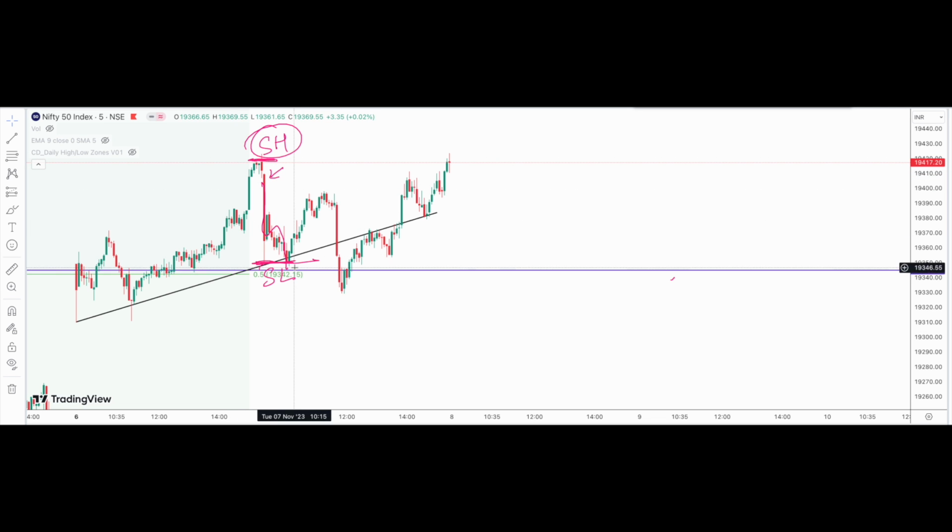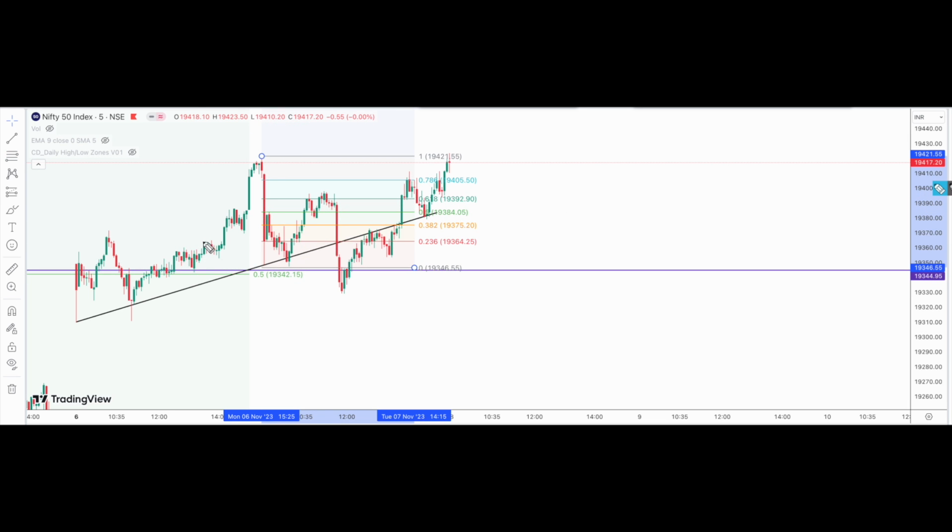When the market is moving towards the downside, what will we do? From swing high to swing low, we will draw the Fibonacci level. Now, at what level did the market face resistance? It faced resistance at 0.618. After that, you can see a continuous fall towards the downside. So this is the potential of the Fibonacci tool.